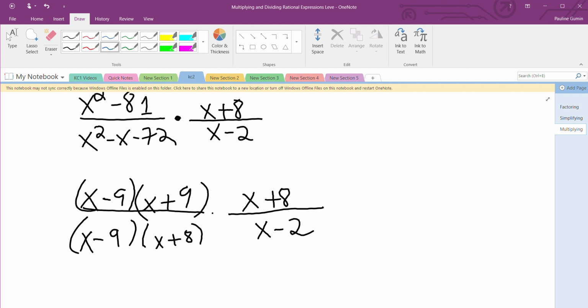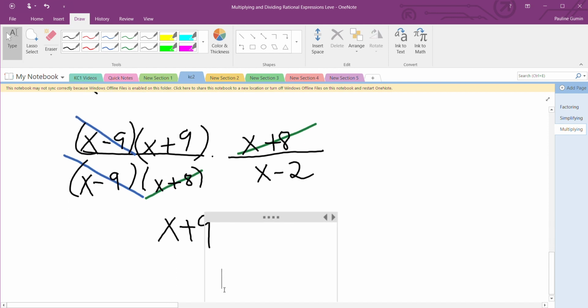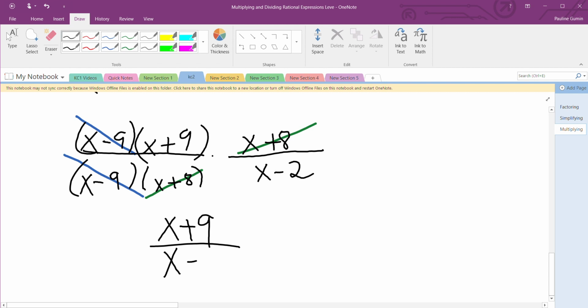All right. The first fraction, easiest thing to spot, I think, would be the x minus 9s. The next thing that jumps into my eyes are the x plus 8s. That's it. Okay, so what are we left with? X plus 9 over x minus 2. Okay, there it is. Boom.